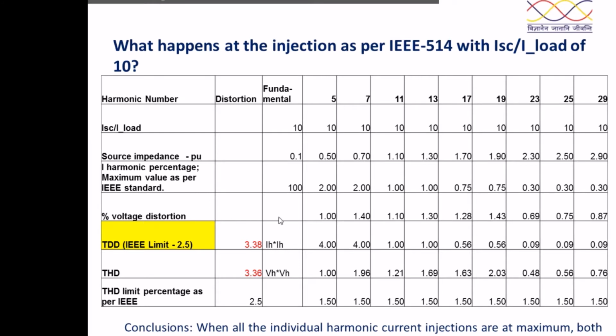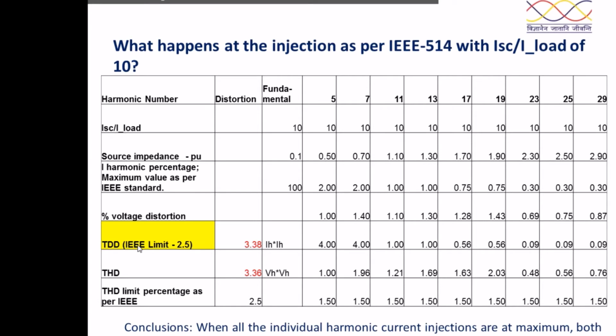Now, what is the voltage distortion you are going to get? The percentage current multiplied by the per unit impedance is going to give you the percentage voltage distortion. For the 5th harmonic, current in percent 2 into 0.5 is the distortion you are going to get. Similarly, at the 29th harmonic, the source impedance is 2.9 and the acceptable current distortion is 0.3%. Therefore, the voltage distortion is 0.87%.